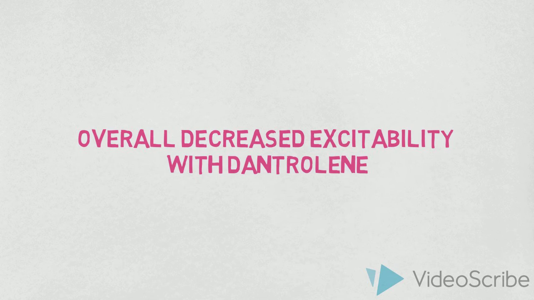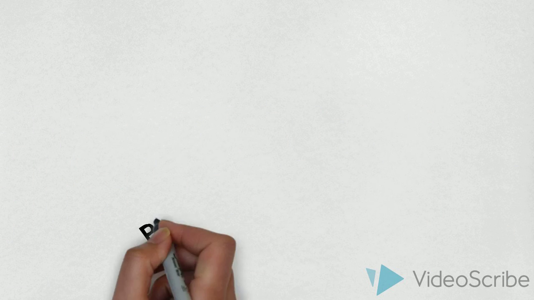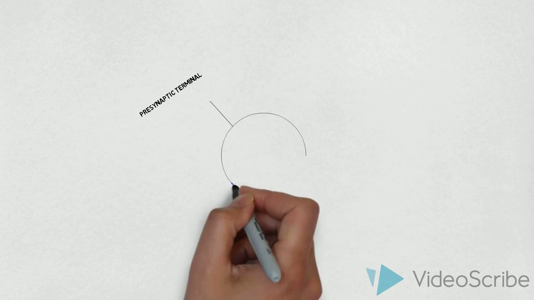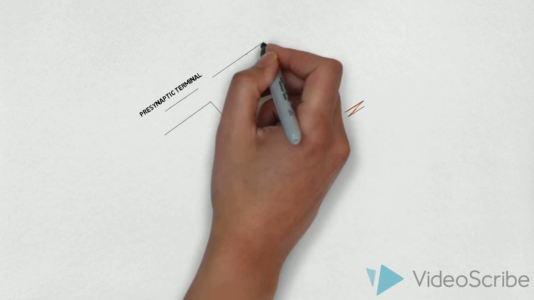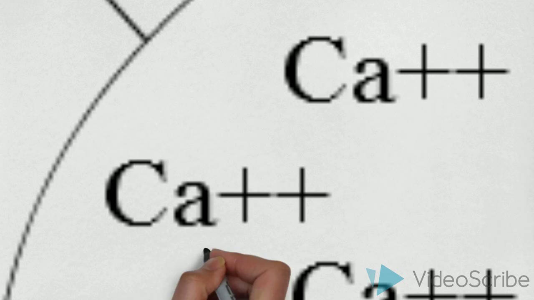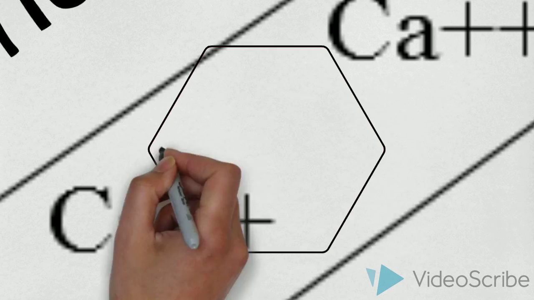We observed a decreased MAP amplitude and an increased synaptic delay, which indicates an overall decreased excitability with dantrolene. The decrease in excitability can be due to dantrolene inhibiting intracellular calcium release and decreased neurotransmitter release. There is evidence that dantrolene can inhibit intracellular calcium release from calcium storage sites in the presynaptic neuron, such as the mitochondrion, endoplasmic reticulum, and microtubules.